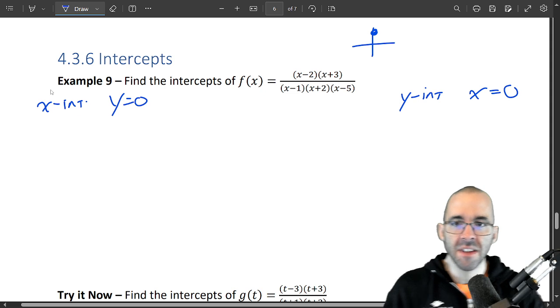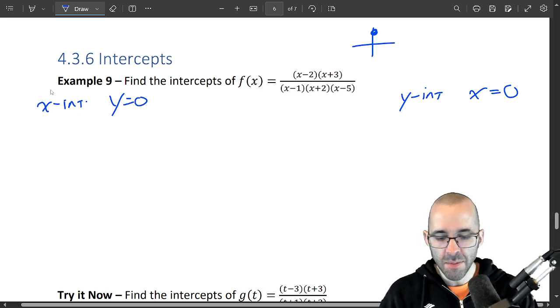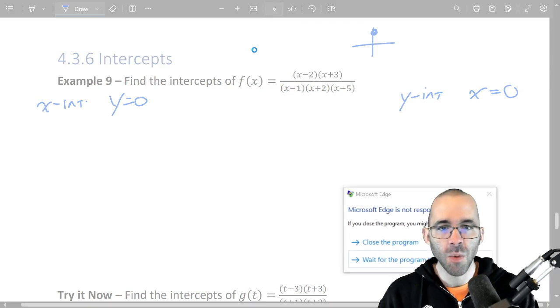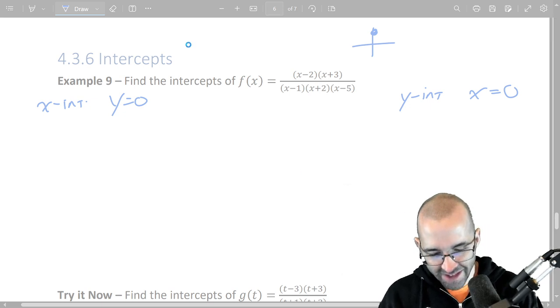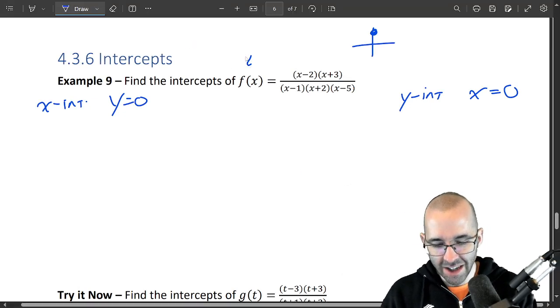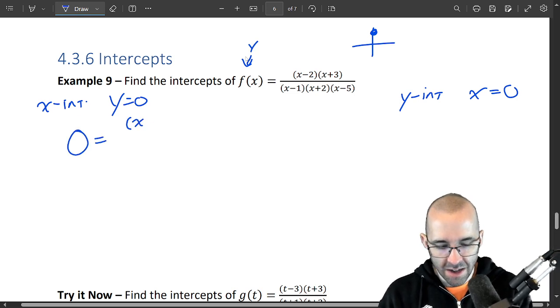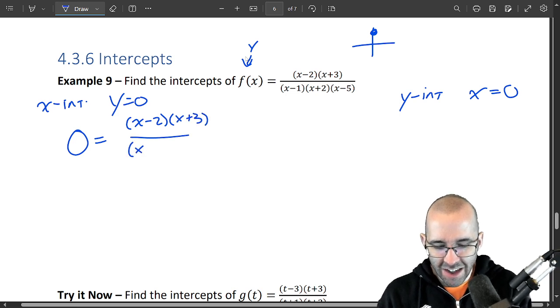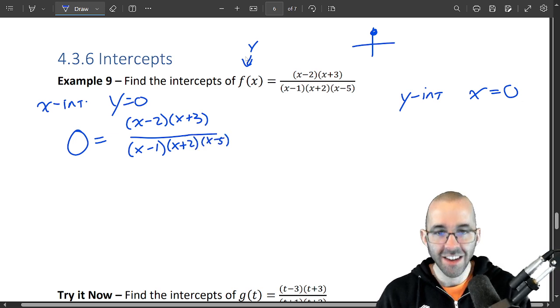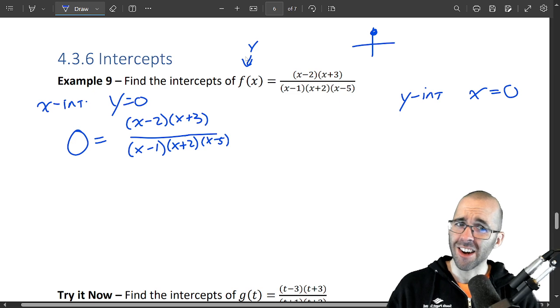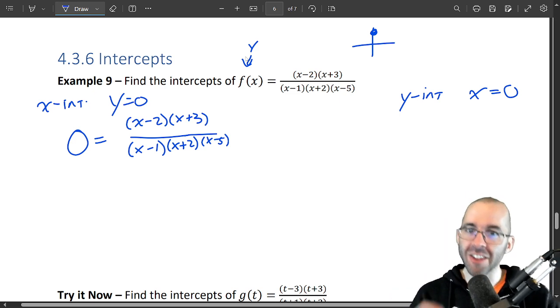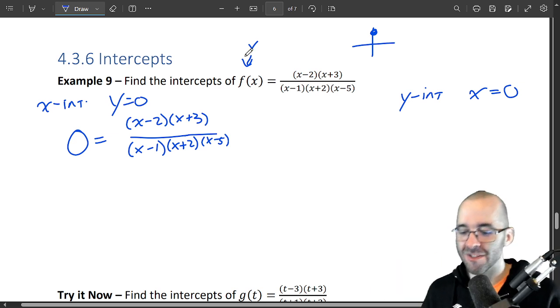So let's find what each of these have to be. The x-intercept is when y is equal to 0. This is our y. Right here is our y. So when that is equal to 0, what do we get? We get something that looks a little alarming. That doesn't look easy to solve. But it's actually much easier than you think. Okay, there's good news here. It's not as bad as it looks.